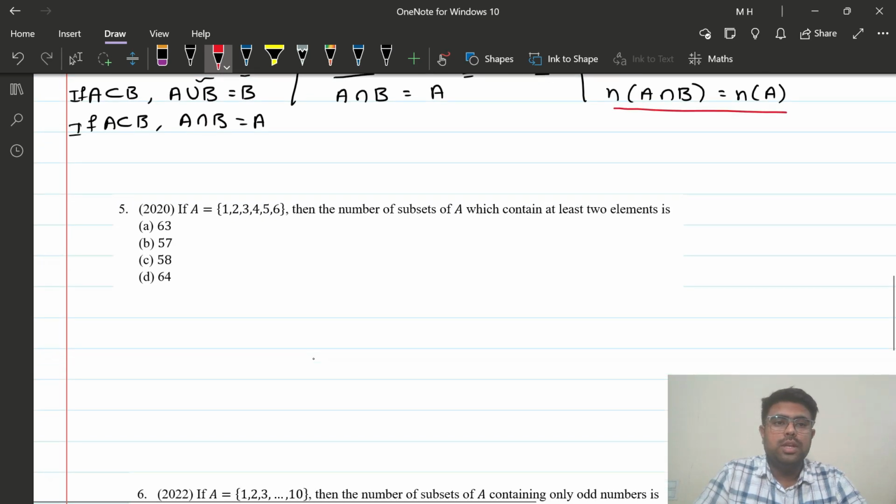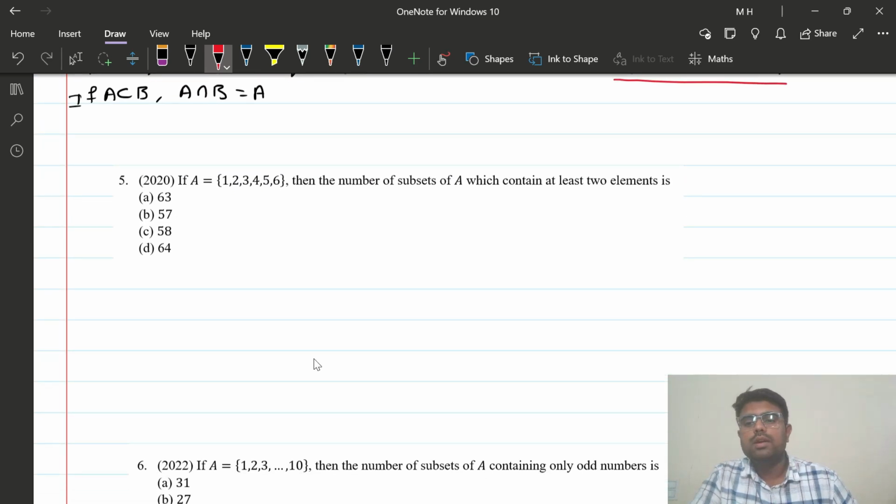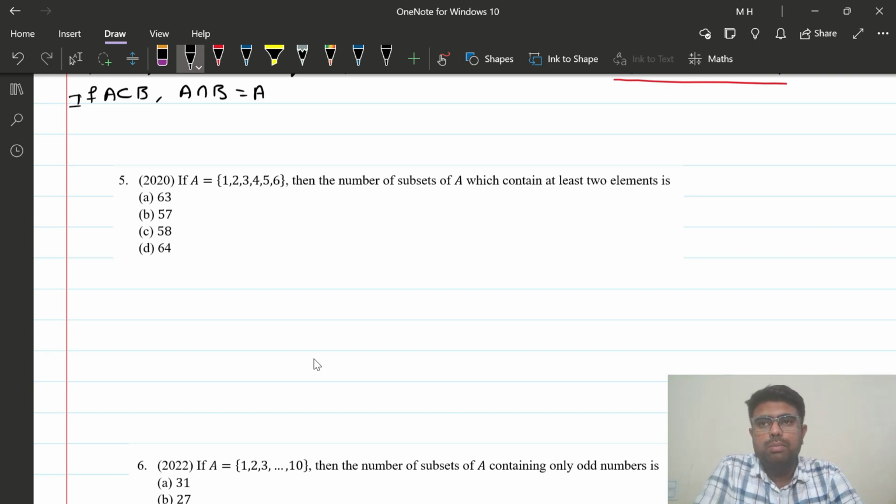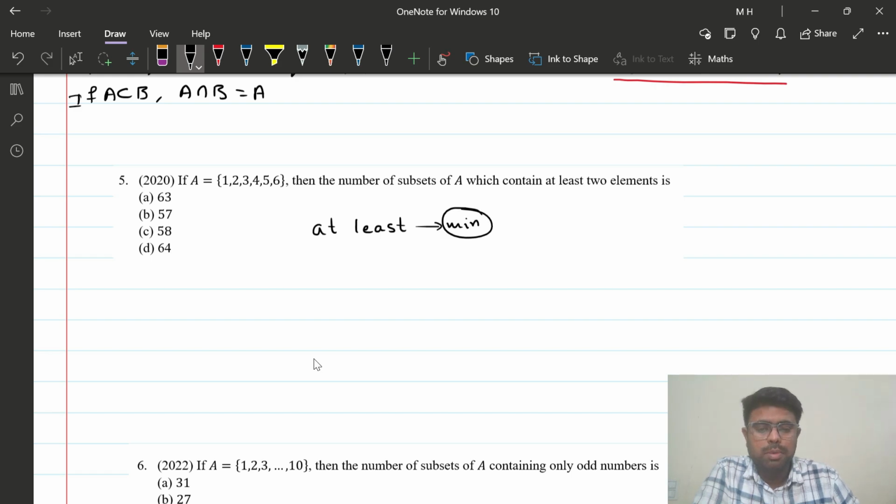Okay, coming to the next question, that is the fifth question. If A is equal to the set 1, 2, 3, 4, 5, 6, then the number of subsets of A which contain at least two elements. So what do you mean by at least two elements? When I say at least, it resembles the word minimum here. I need a minimum of two elements. So if I am making the subsets of this particular set, I can have an empty set which has zero elements.